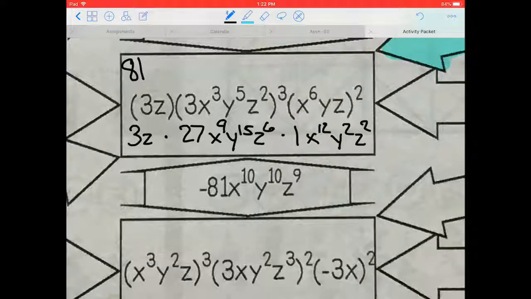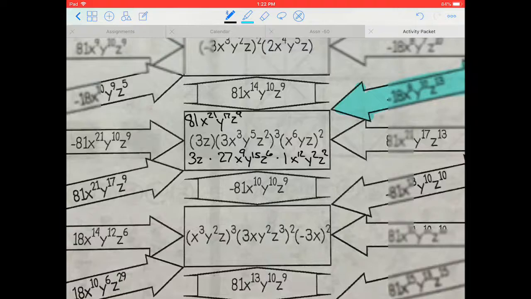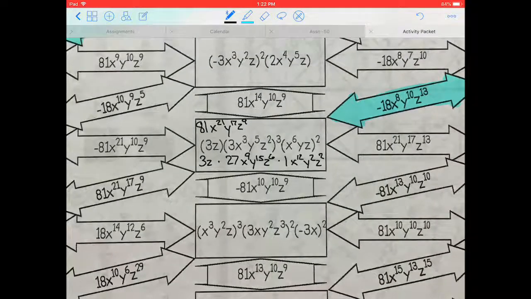Let's see, 9 and 12, this is x to the 21st power. Y, we have 15 and 2 is 17, and then z, 1 and 6 is 7, 2 more is 9. So 21, 17, and 9 down here.